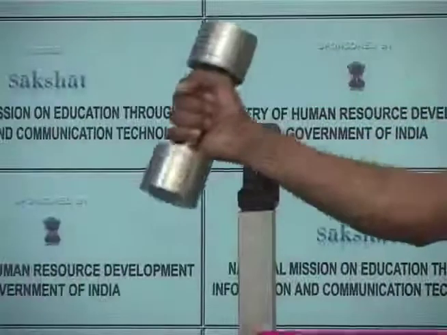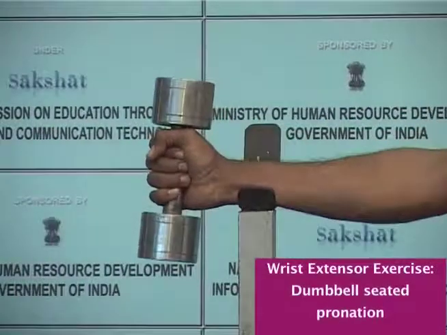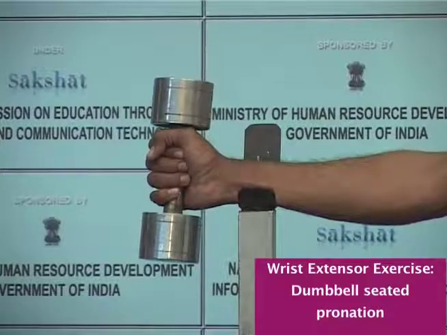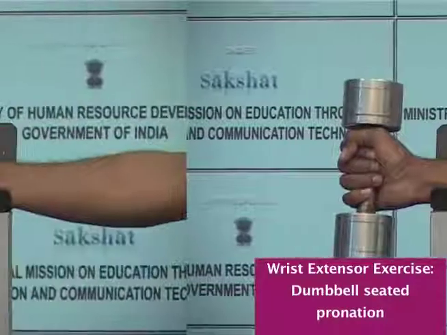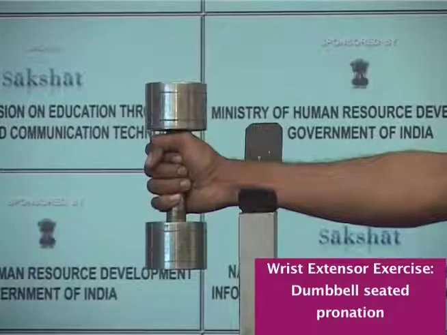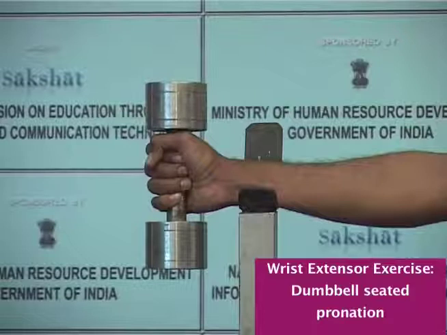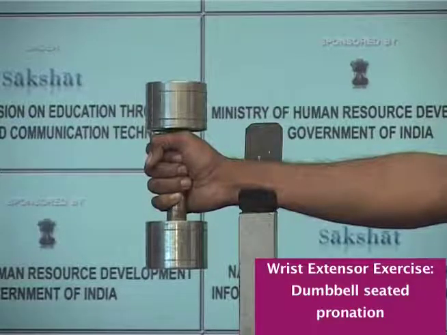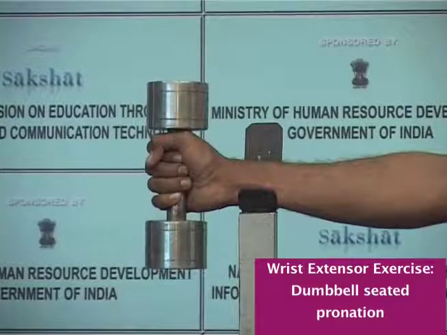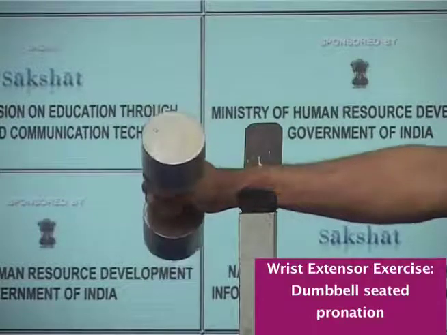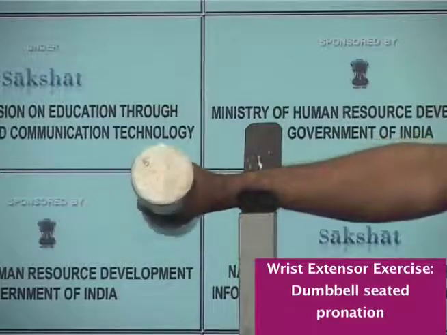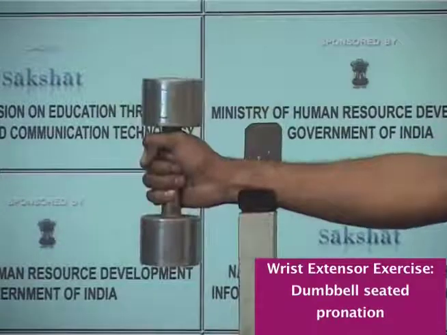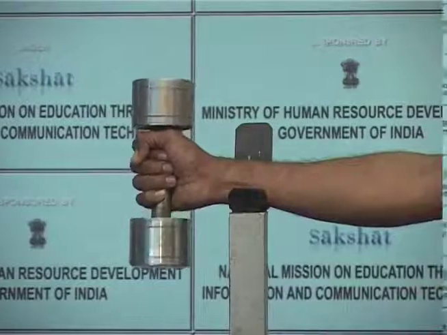Next type of exercise is the dumbbell seated pronation. That is, the subject should be sitting next to an elevated surface and approximately at the armpit height. Bend the elbow approximately 90-degree and place the upper arm on elevated surface, position the thumb upwards, that is supinated. Then rotate the dumbbell so the thumb turns downwards, that is the pronation movement, and return to the original position. So, this is called dumbbell seated pronation.